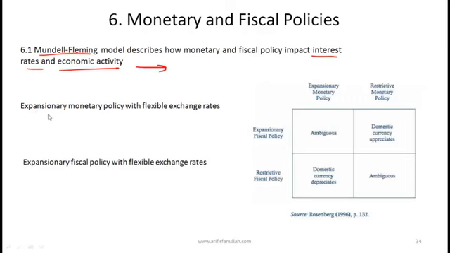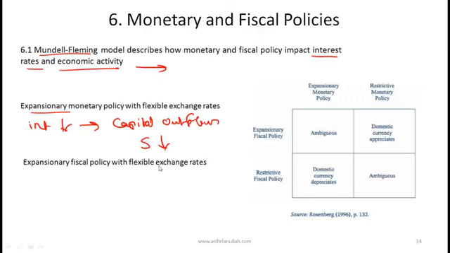When you have an expansionary monetary policy, this essentially means that interest rates are lowered. Lower interest rates will result in capital outflows. So with lower interest rates, capital will leave your economy. Capital outflows essentially means that your exchange rate, let's denote that as S, will go down. So the exchange rate goes down, your currency depreciates or loses value.